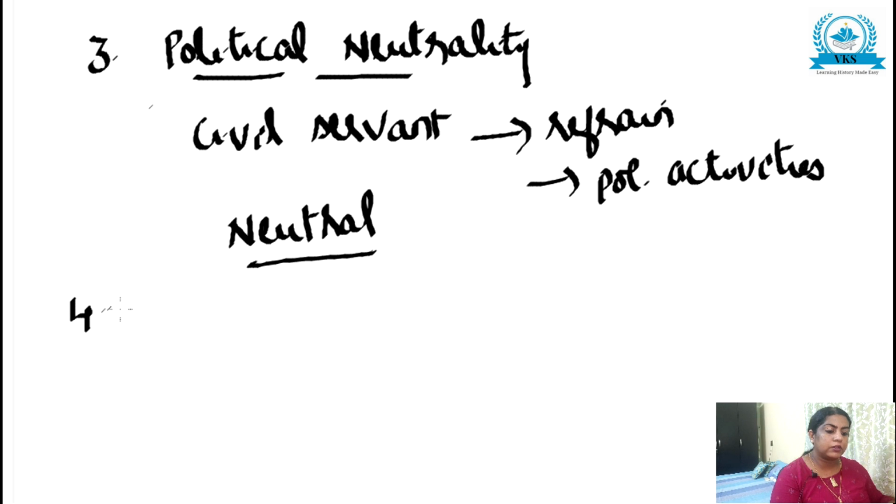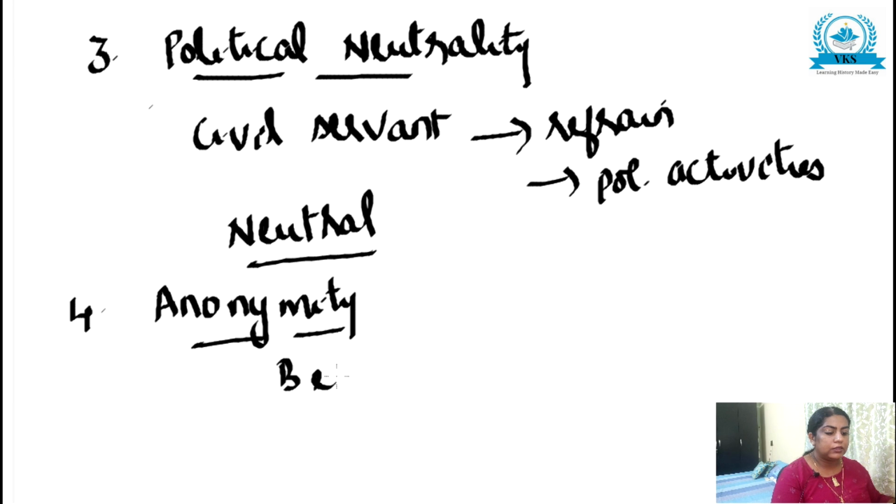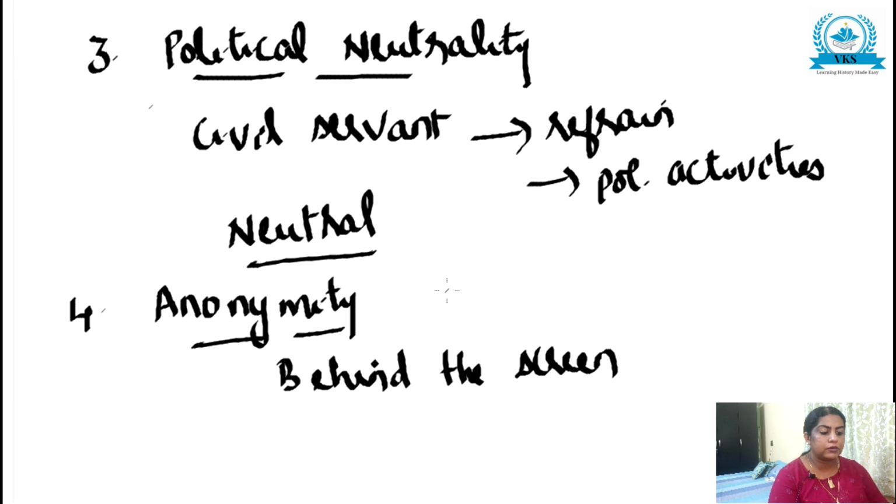The fourth feature is anonymity. The civil servants work behind the screen. Mostly they work for the government, but they remain behind the screen. So that is another feature of civil service. Political neutrality and anonymity are the next two features.